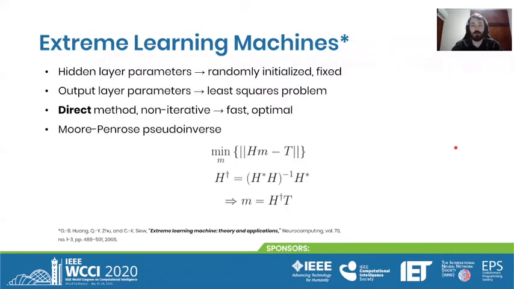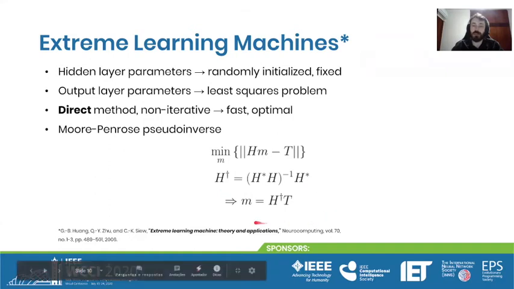For the real extreme learning machine model, we have the hidden layer parameters being randomly initialized and fixed throughout the execution so that the output layer parameters can be adjusted through a least squares problem. This is generally done through the Moore-Penrose pseudo-inverse. So the formulation for the least squares problem is this. We want to minimize the distance of the output of the network to the target vector by adjusting the value of m. This is generally done by calculating the pseudo-inverse, so h dagger, in this manner, so that m can be calculated as h dagger times d.